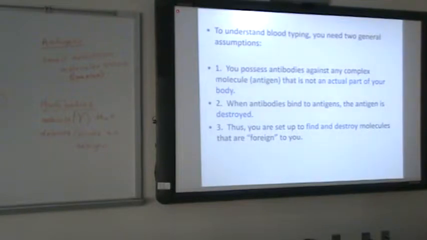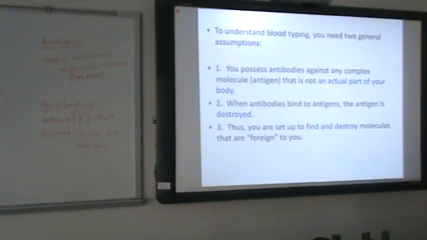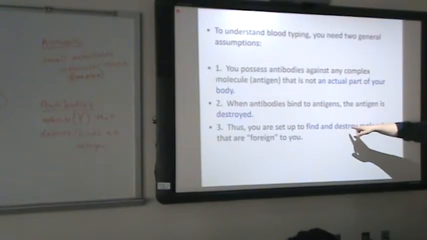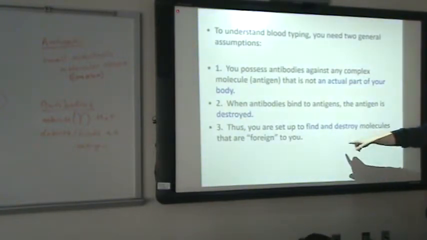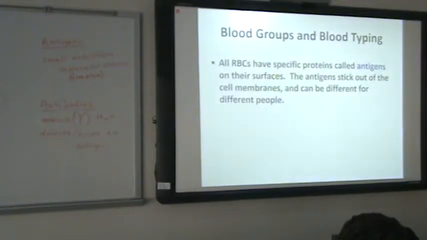Oh, okay, forgot I had this. Okay, so the third thing to know: we are set up to find, by binding with antibodies, and destroy foreign molecules that aren't part of us. This is the basis of graft rejection. Like if I try to give you a kidney and we're not a match and your body rejects it, it's because it knows that's not part of me, I'm going to destroy it for safety. That's how the immune system works. So knowing those things, that really relates to how blood groups or blood types operate.